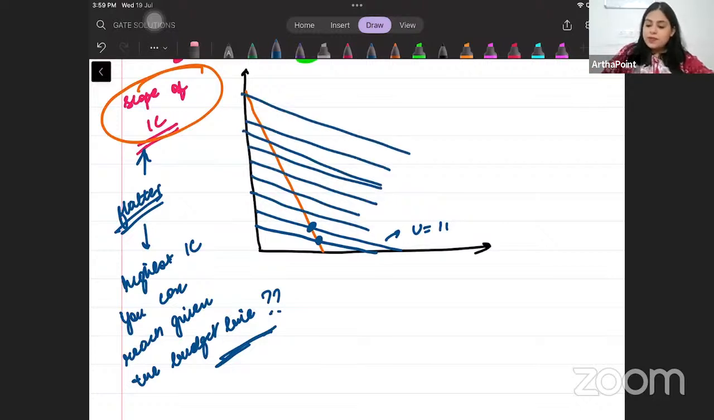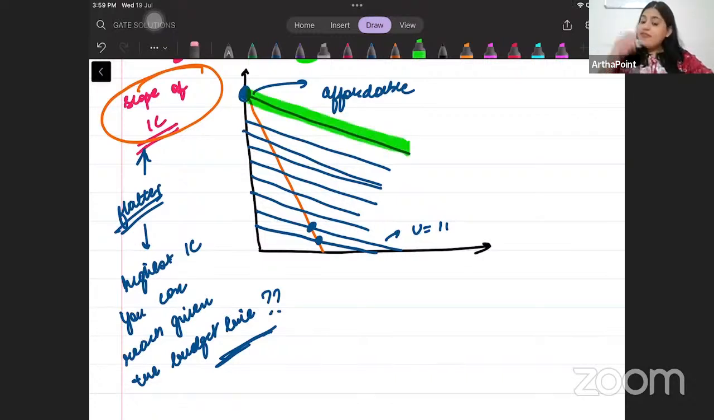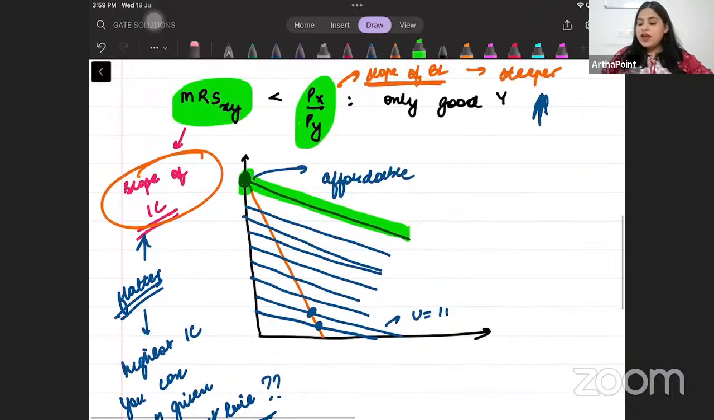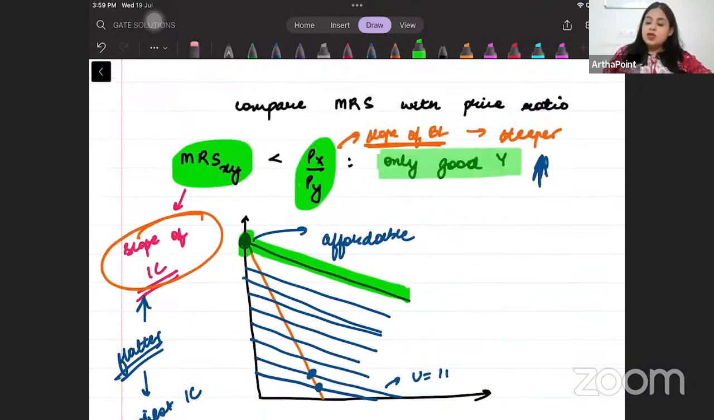Note this point, beta. This is the point. This point is also affordable because it is on the budget line. But this is very, very, very away from the origin. So this IC is giving you the highest utility. So I will go with this indifference curve, which gives me the highest utility. And which point? This point. And which is this point? This point is the point where I consume only good Y. So beta, whenever MRS will be less than PX by PY, you will consume only good Y.